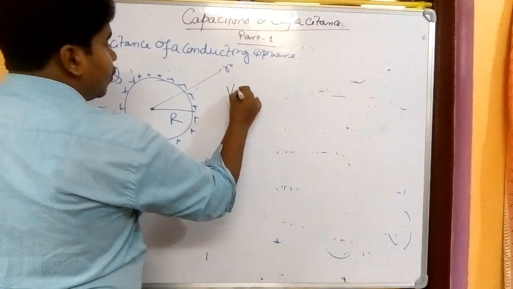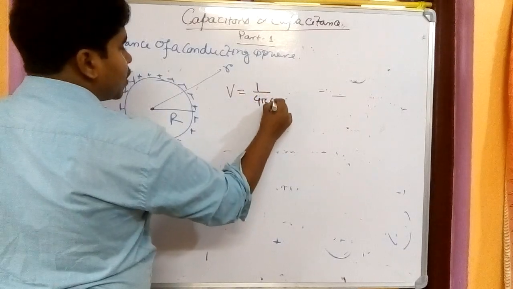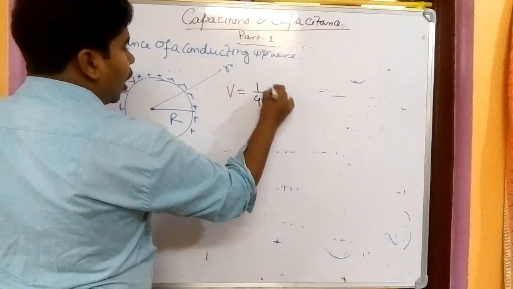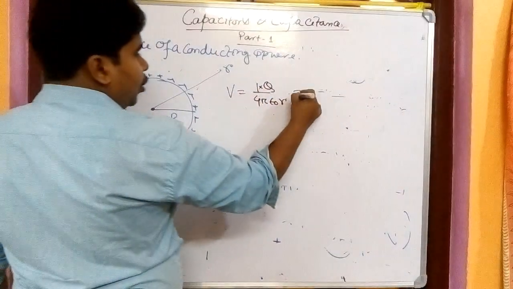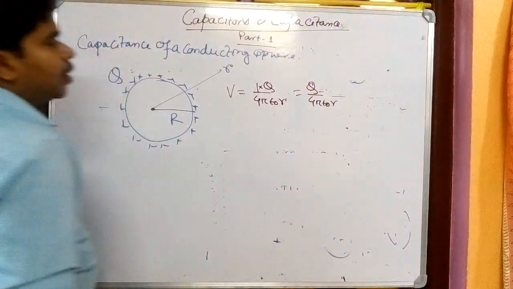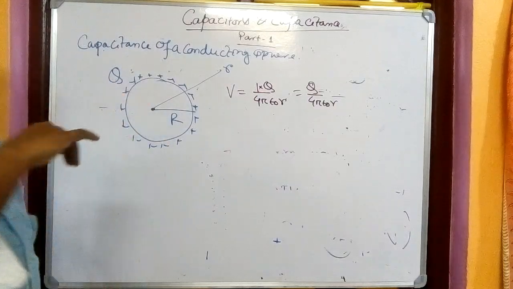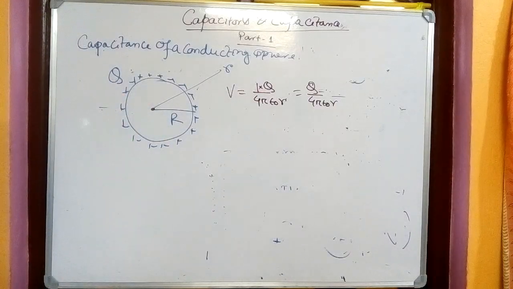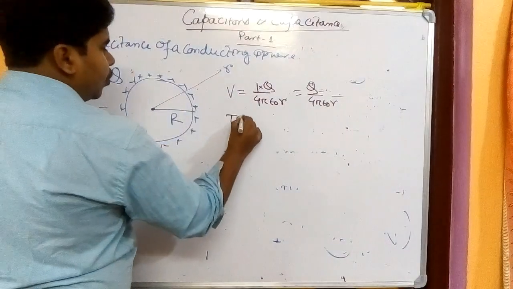So potential V equals 1 by 4 pi epsilon naught small r into q, or q by 4 pi epsilon naught small r. Whatever we have done for a point charge should be the same for a spherical distribution of charge. So V we have got. We know the total charge is q.